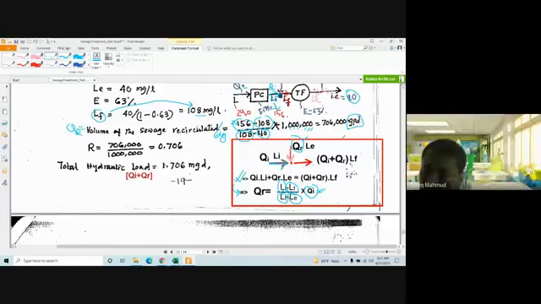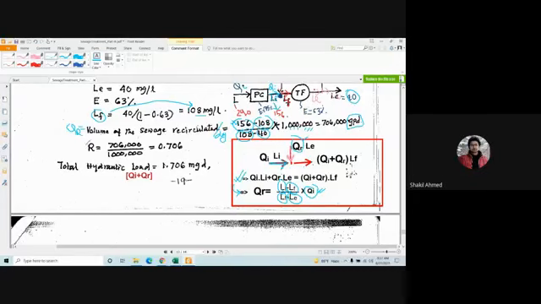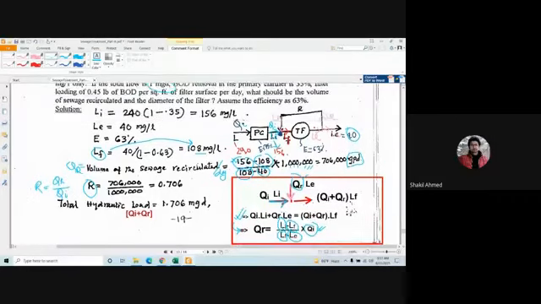Yes, sir. Okay. Now R equals to what? R equals QR divided by QI. That means the portion of QI that is recirculated. R equals QR divided by QI. That means what is the fraction of the sewage that is recirculated?